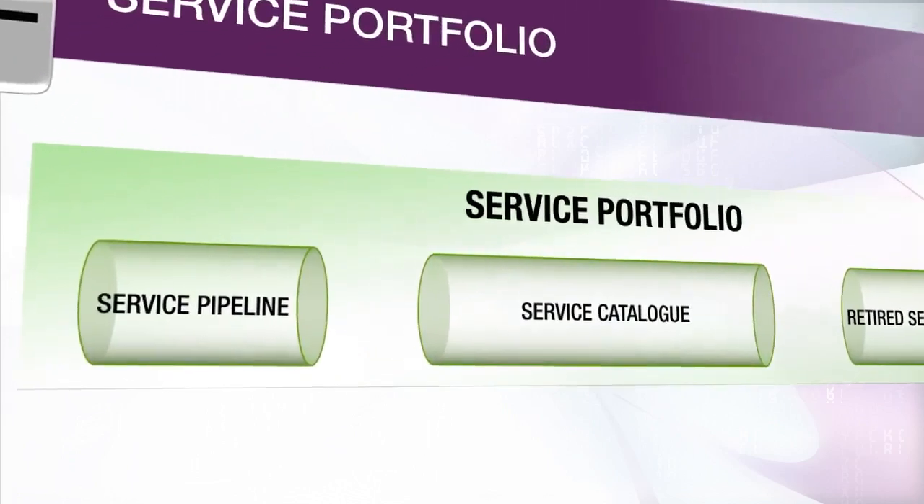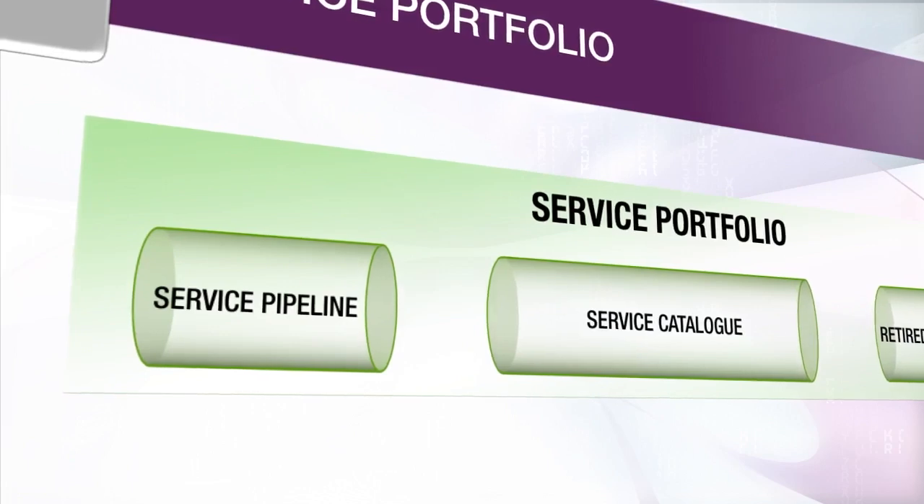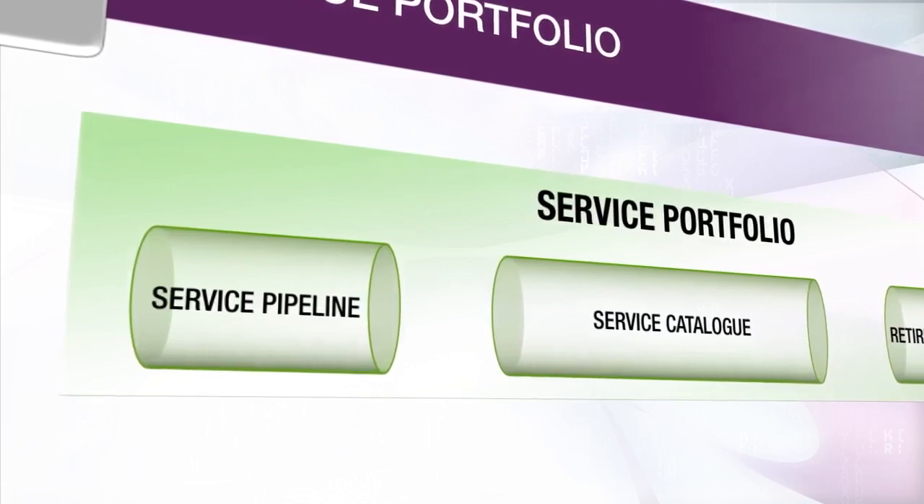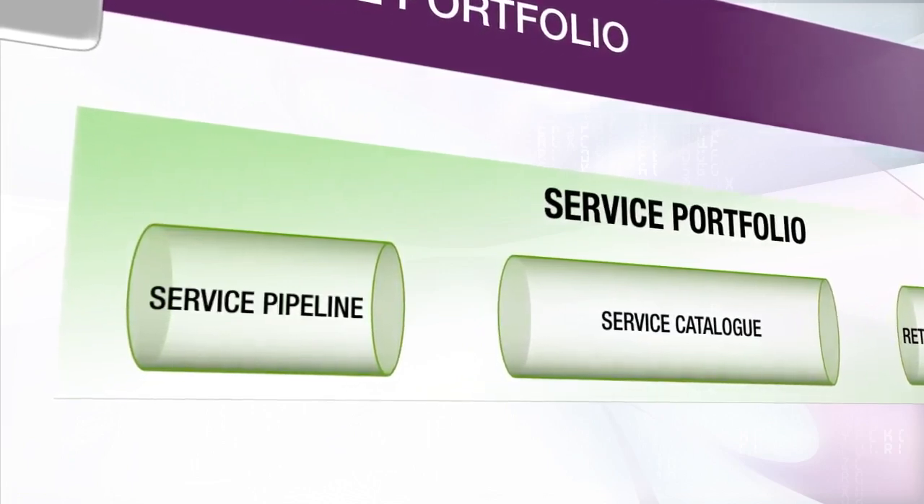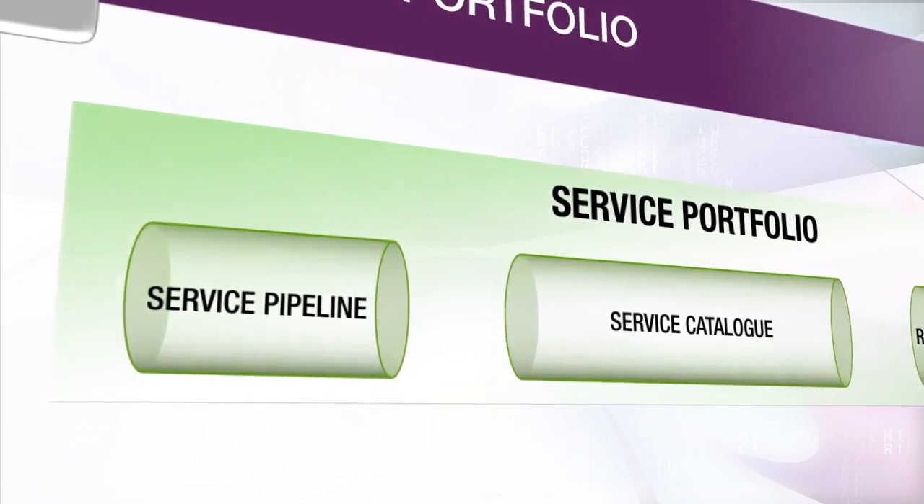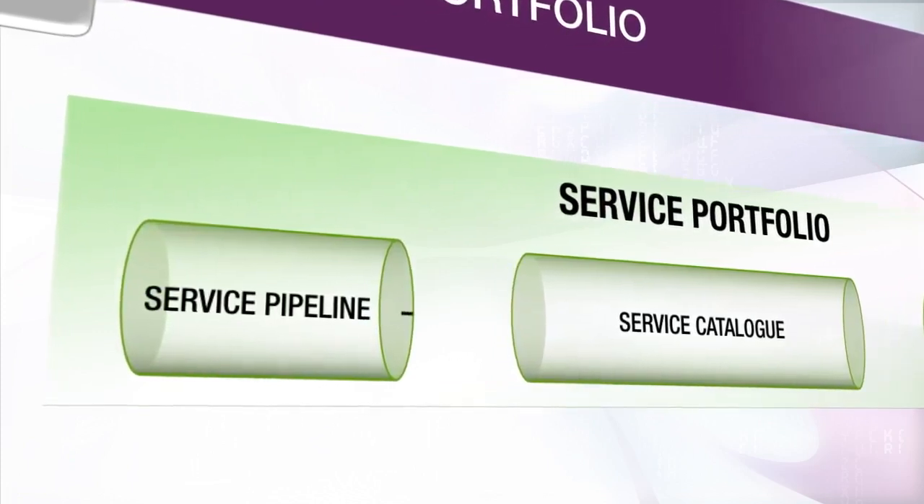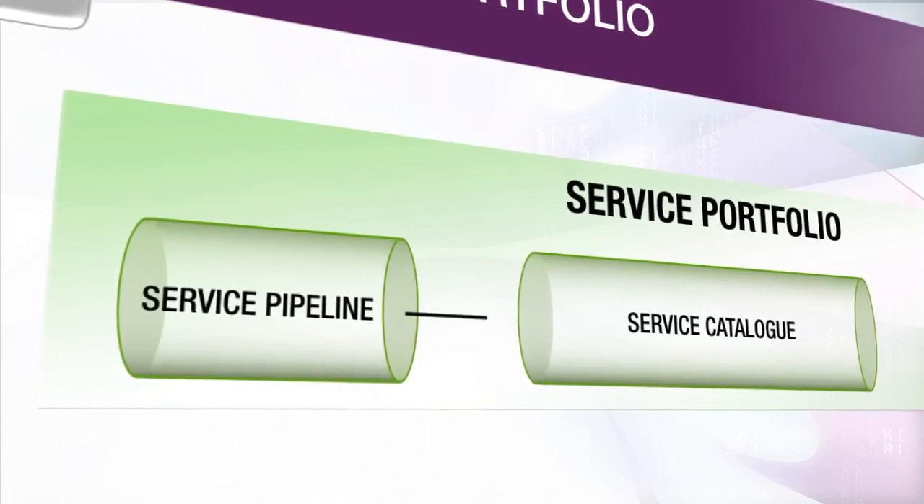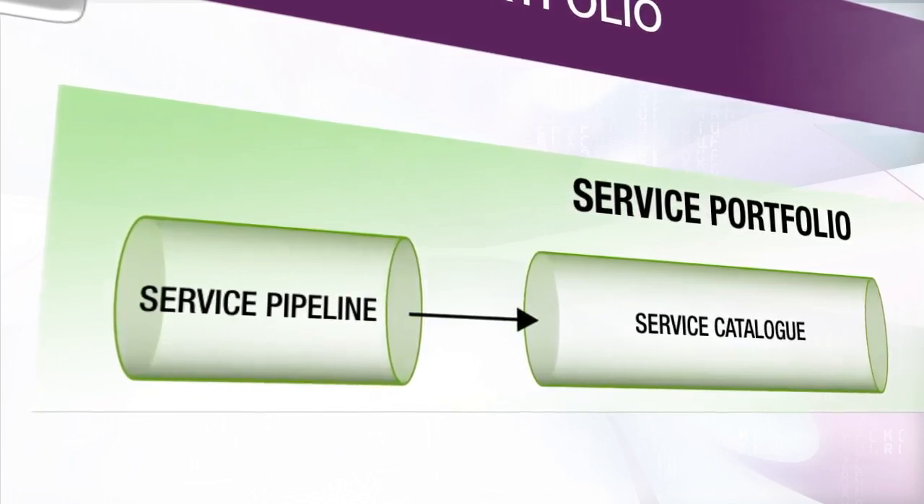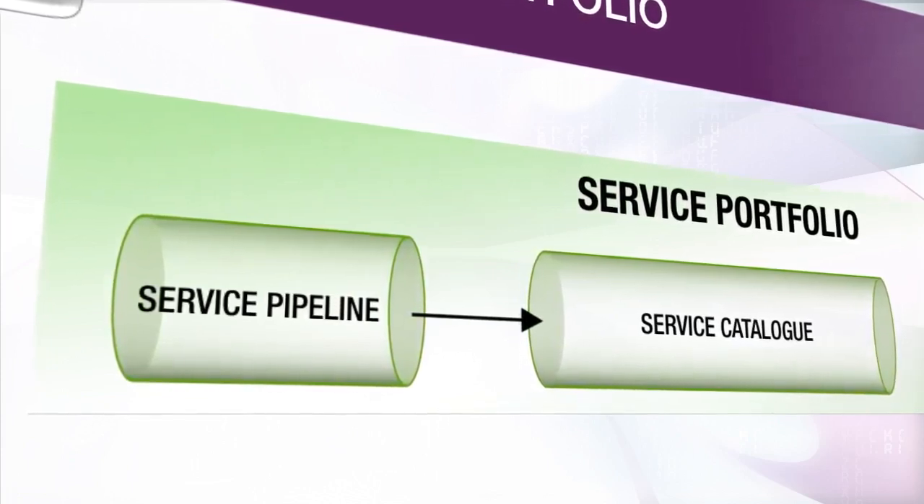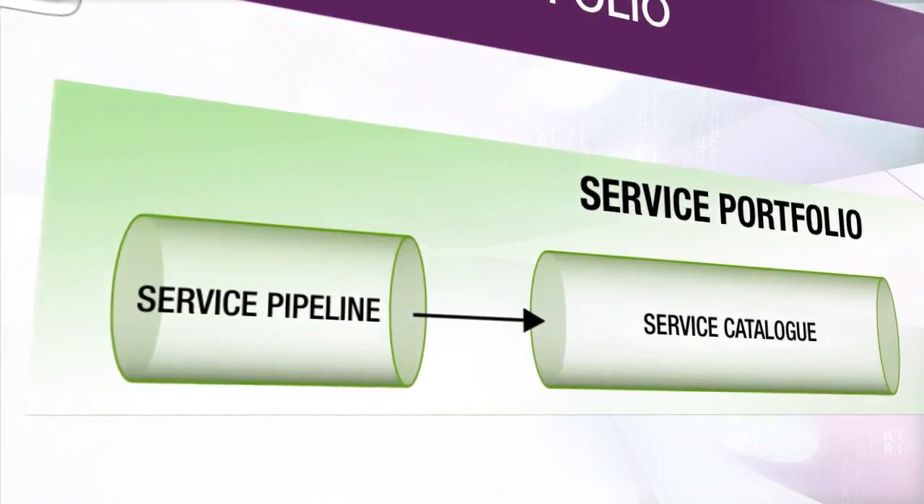The service pipeline is a database or structured document listing all services that are under consideration or development but are not yet available to customers. The service pipeline provides a business view of possible future services and is part of the service portfolio that is not normally published to customers.